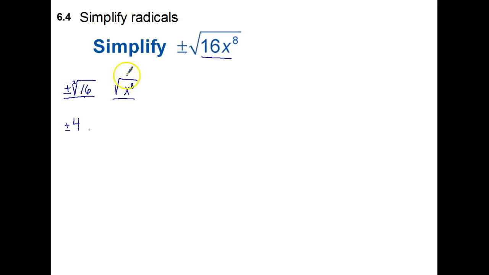Now, here, we need to evaluate that expression. So we're going to say it's x to the 8th. Now, we reviewed a minute ago that a square root means this expression is to the power half. So, half of 8 is 4. So this is equal to x to the 4th. So the answer is plus or minus 4x to the 4th.